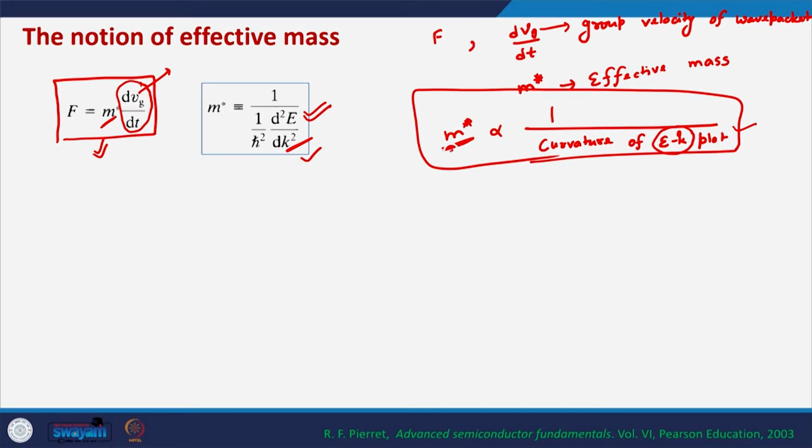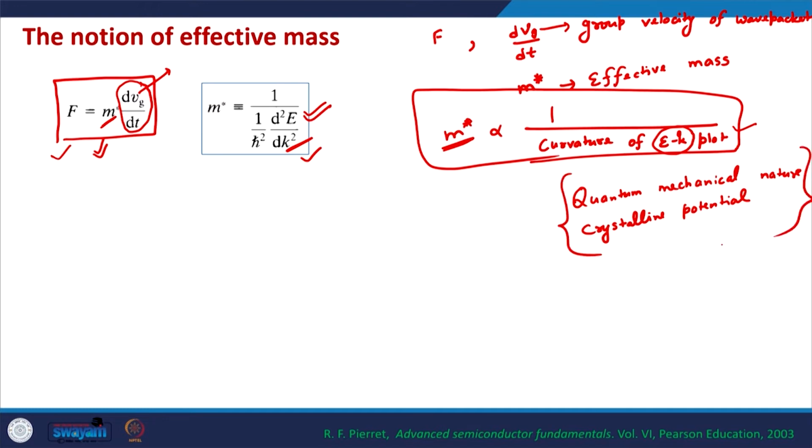Okay. So, this equation F equals m star dVg by dt is very useful, because now the quantum mechanical nature of the electron and the crystalline potential, this periodic potential due to the crystal, due to the solid, can be captured in the idea of the effective mass and the group velocity of the electron.